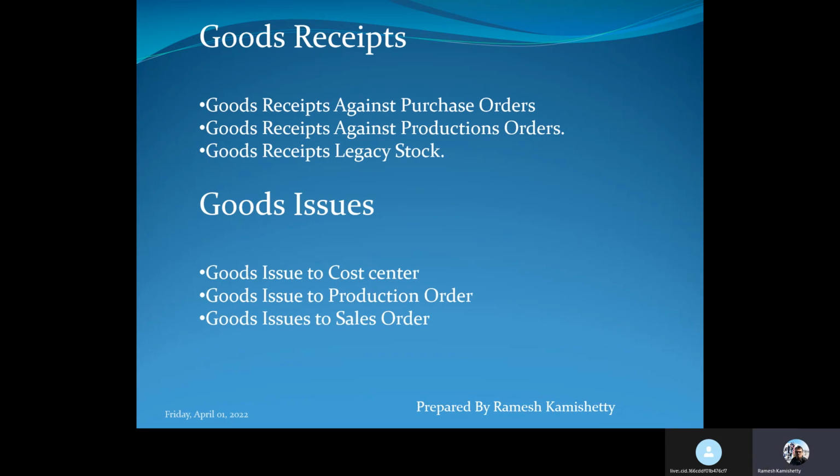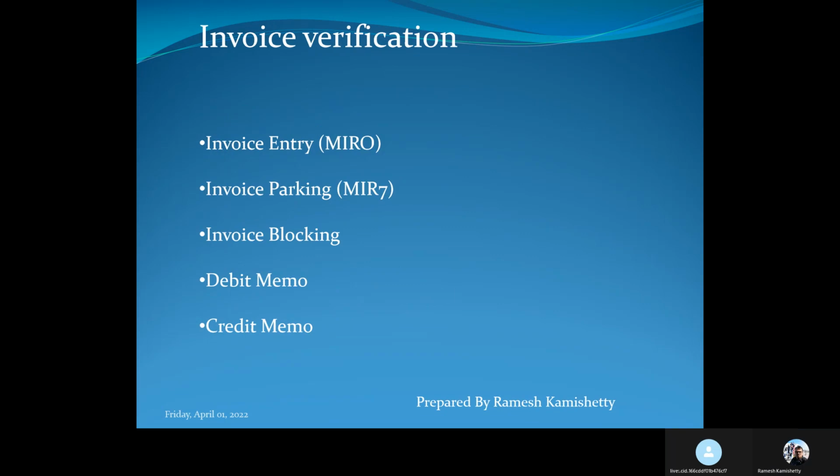Next, once the stock is in, we need to sell the material to the sales order customers, and we need to issue to the production order. Like that, we need to issue goods issues. Goods receipt and goods issues come under inventory management.